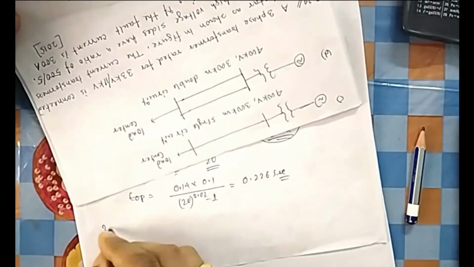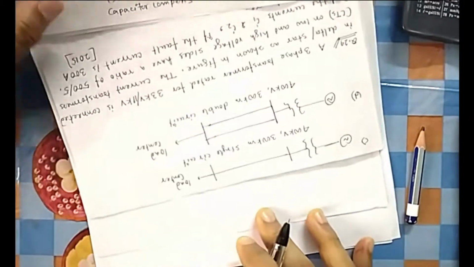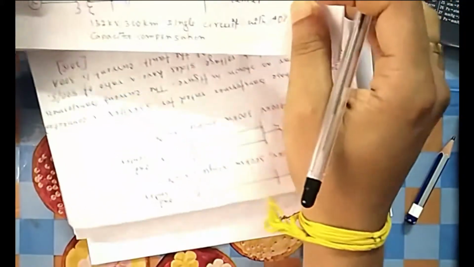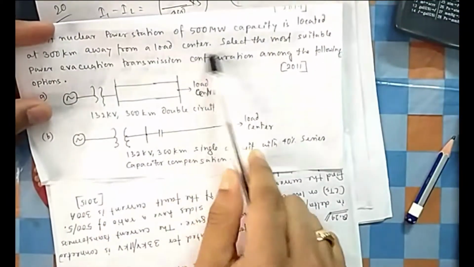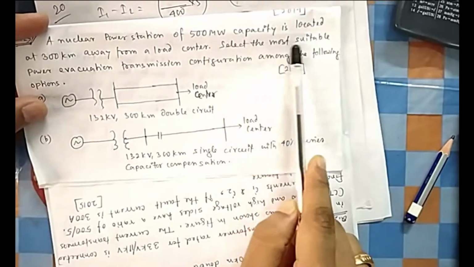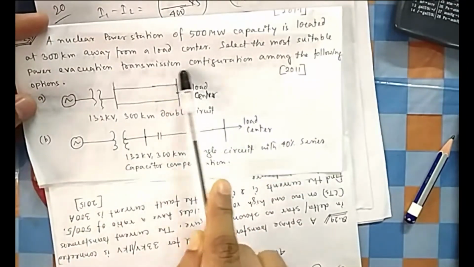Question 23 is a problem of normal idea. Do you have any idea about transmission line capability, capacity? A nuclear power station of 500 MW capacity is located 300 km away from a load center. 300 km is very far.